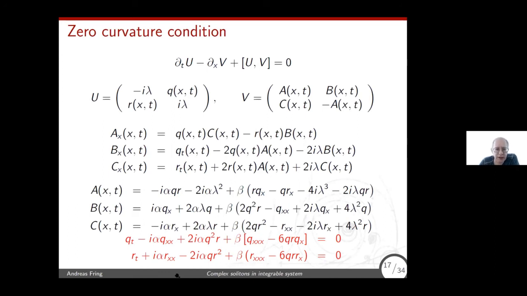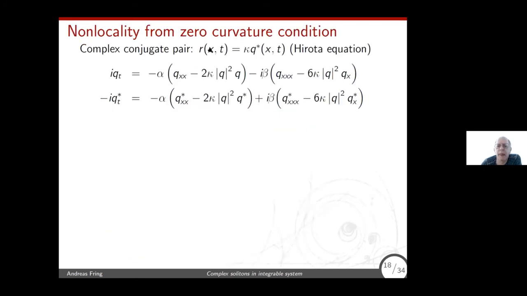So this zero curvature condition holds up to these equations. And what one normally does, to make this compatible, is choose R to be Q conjugate in this context, with a kappa in front. It doesn't really matter, you can just set it to 1, but there's a freedom to have a kappa. And when you do this, the two equations just become compatible, and then you get the Hirota equation. So this is the known procedure.